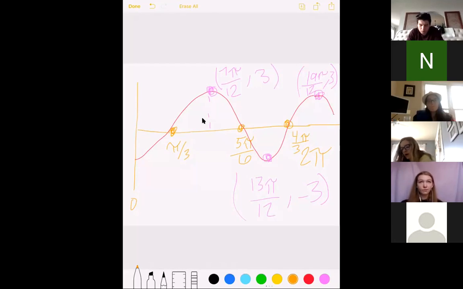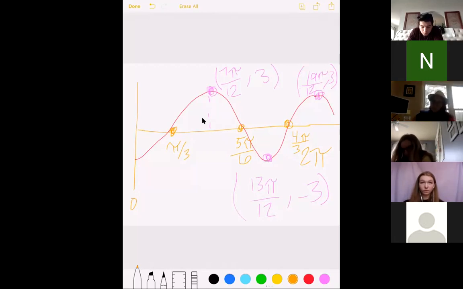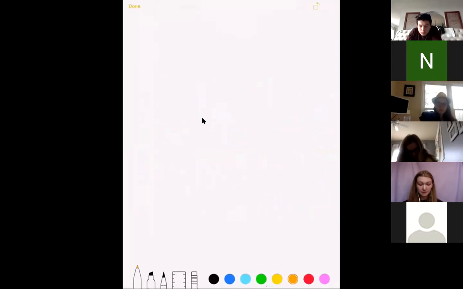Where do you get the 19 from? 19 pi? So I just picked up on the pattern. So each time from 7 pi over 12 to 13 pi over 12, they're adding 6. Yeah, okay. So 13 plus 6 is 19. Any questions about number 3?